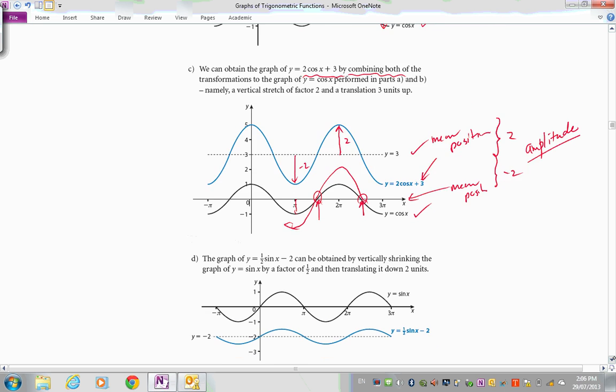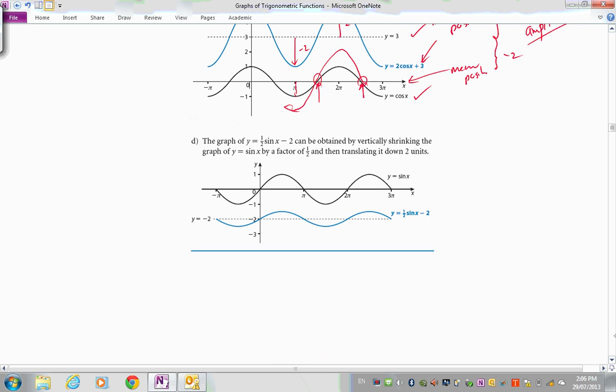Let's keep going. Let's do a half sine x take 2. Well, maybe do the shrinking first of all. The stretch by a factor of a half. That's what the IB prefer. It's always a stretch by a scale factor of a fraction, which is equivalent to shrinking, if you like. But we don't say that generally. I don't like that. Okay, there's sine x.